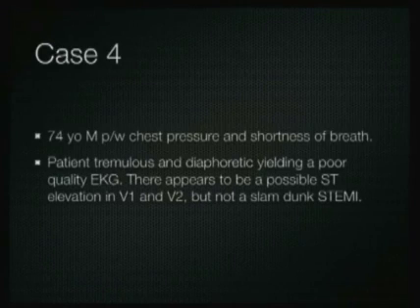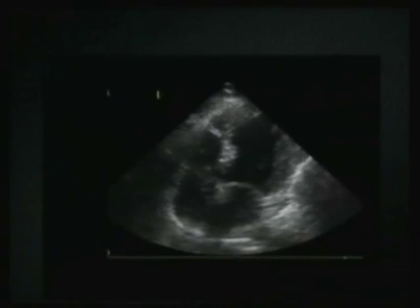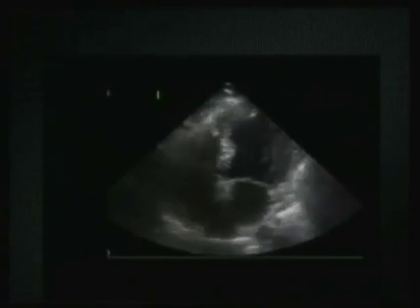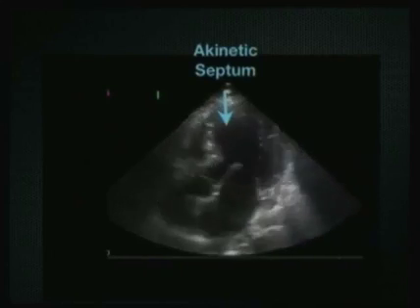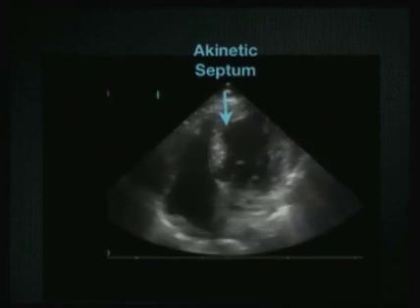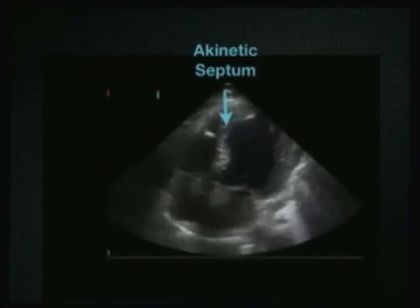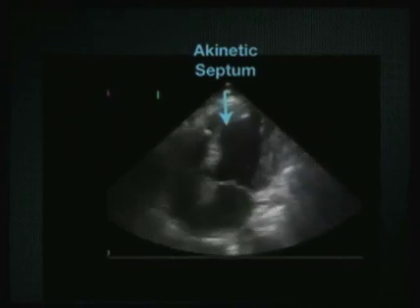So is there anything else that can sometimes help us establish whether this patient's having true ischemia to their ventricle? And ultrasound can be useful for this. So if we took a look at this patient, we can see that the patient has an akinetic septum, whereas the other walls, the RV free wall and the other walls of the left ventricle, seem to be contracting very nicely. And so this is consistent with ischemia to the septum.